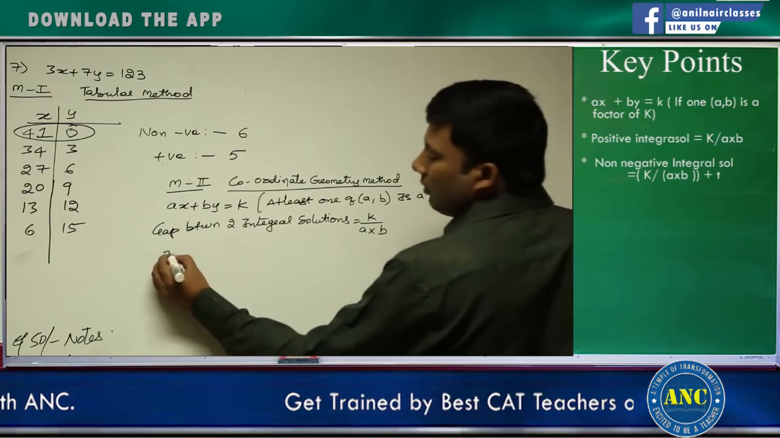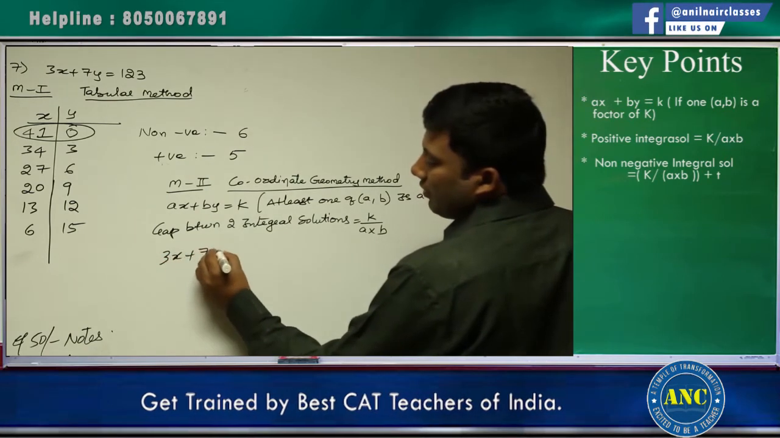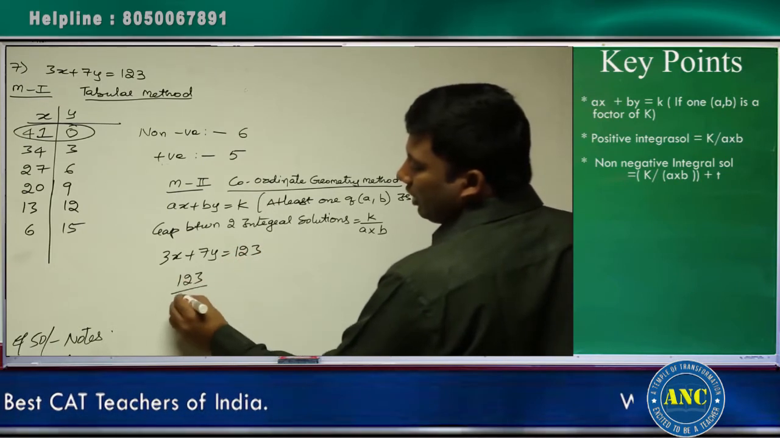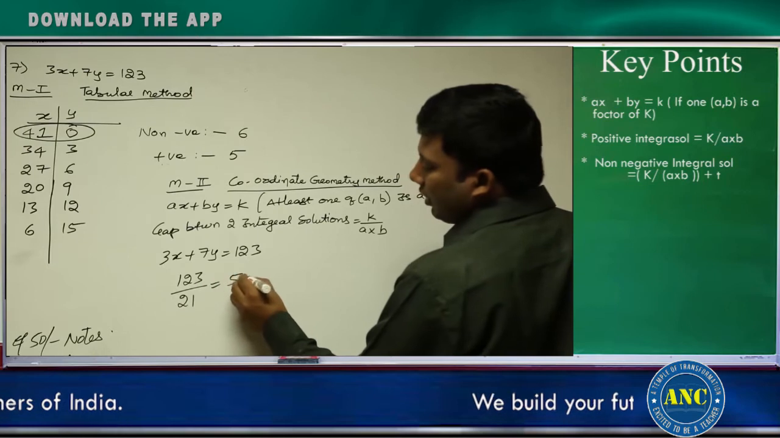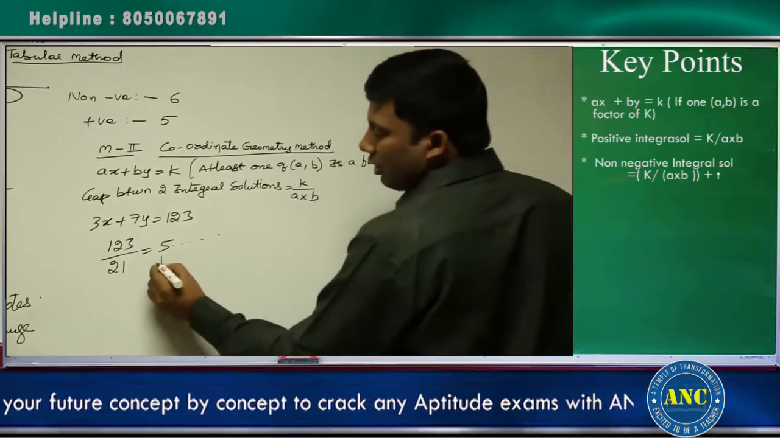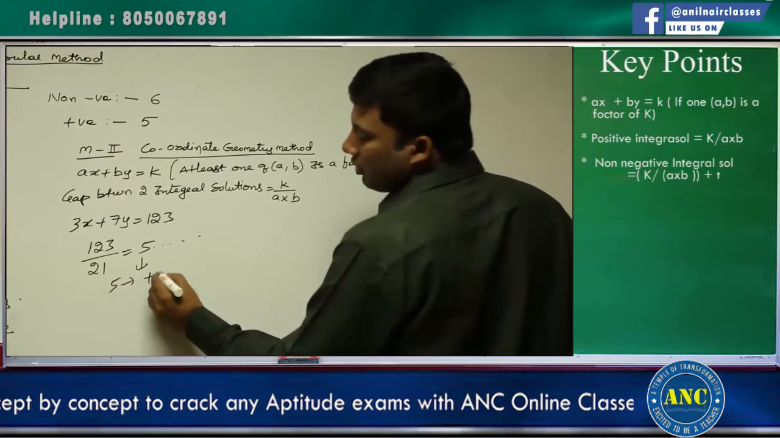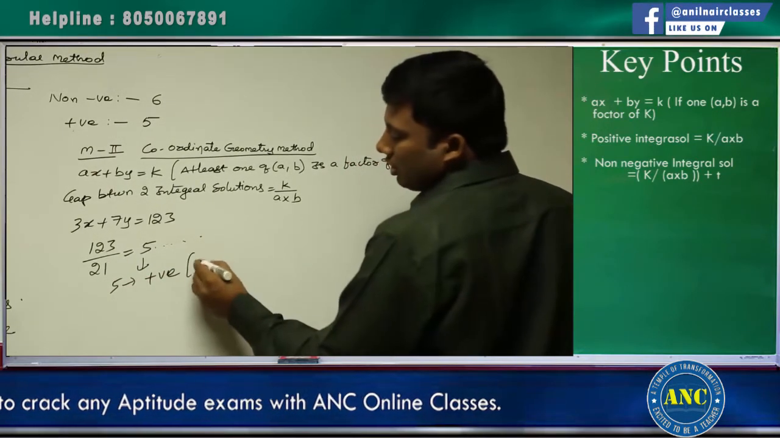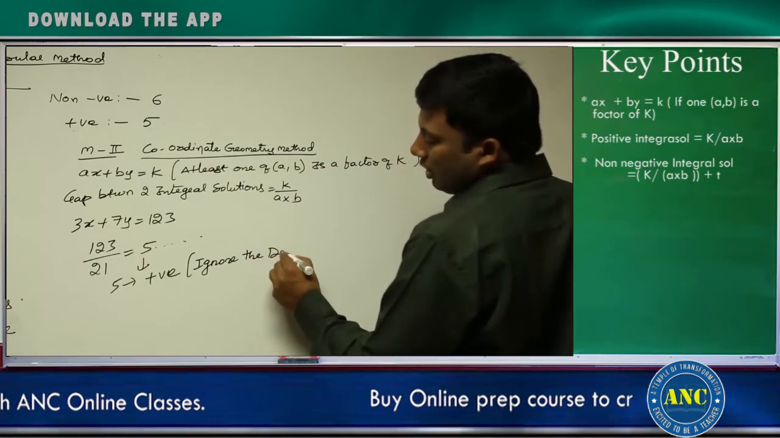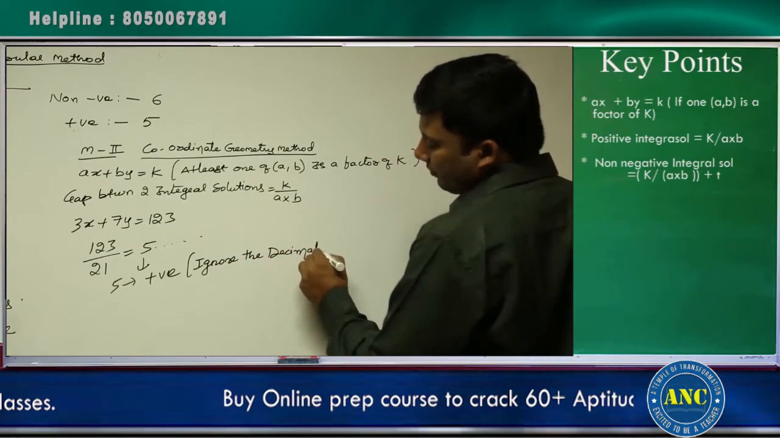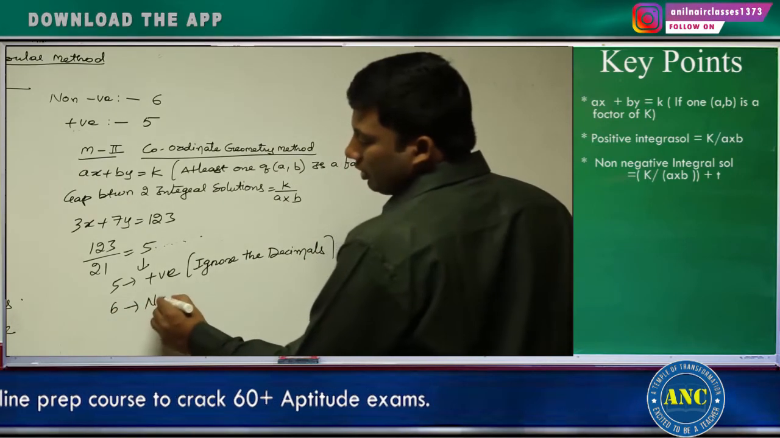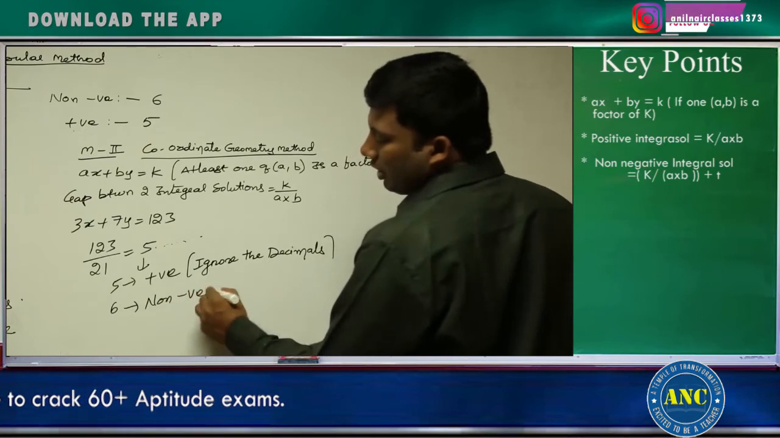So here it will be 3x plus 7y equivalent to 123. 123 by 21 will be 5 point something. Ignore the decimal value, ignore the decimals in whatever gap you got. That will be the positive. 5 will be positive. Add 1 to it. That will be 6, the non-negative.